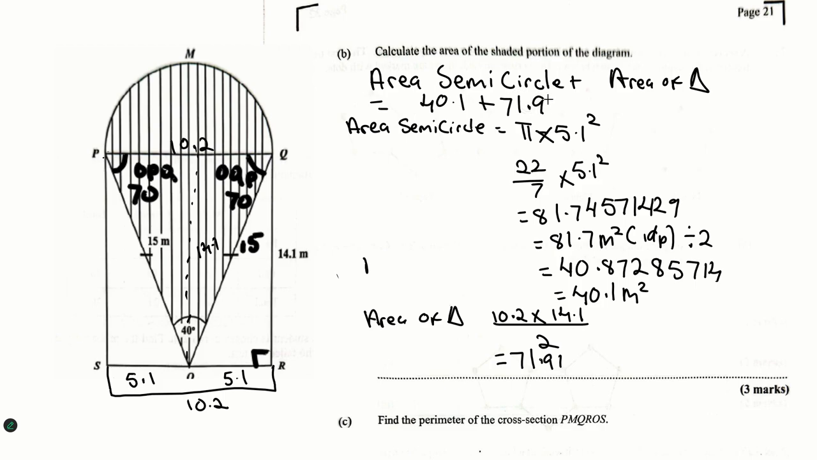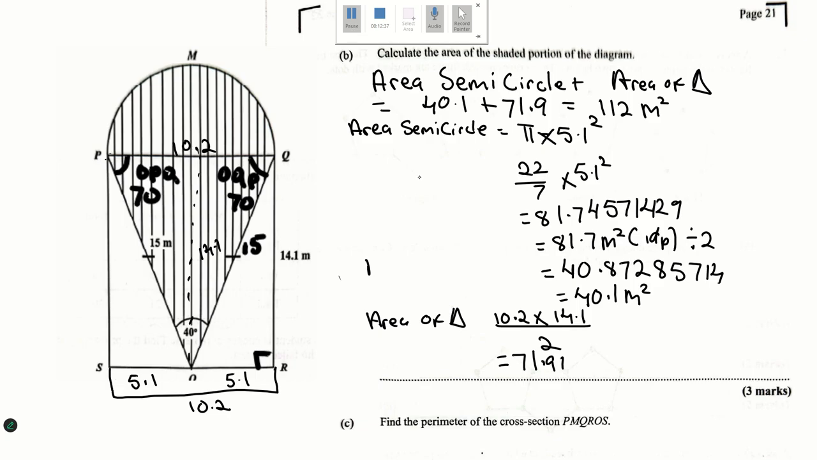So my total area would be the area of a semicircle, which is 40.1, plus the area of my triangle, 71.9. I'm putting 1, but I'm already approximating. When I add 71.9 plus 40.1, I will get 112 meters squared, the area of this entire shape. So just to correct the formula here, the area of a semicircle is the area of a circle, pi r squared, divided by 2. Remember, a semicircle is half of a circle, so divide by 2.